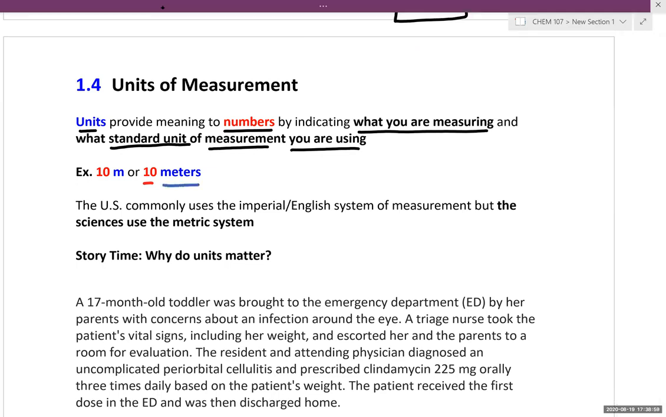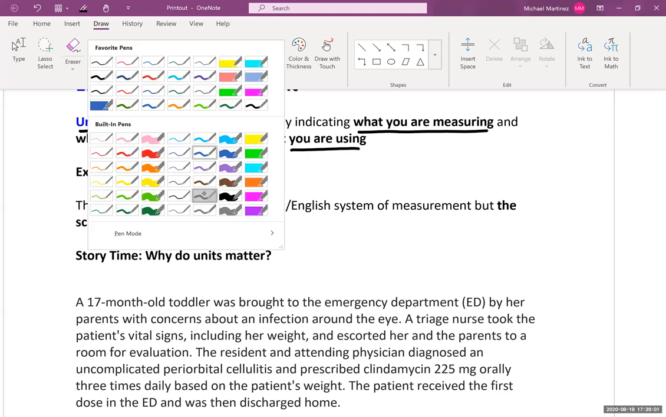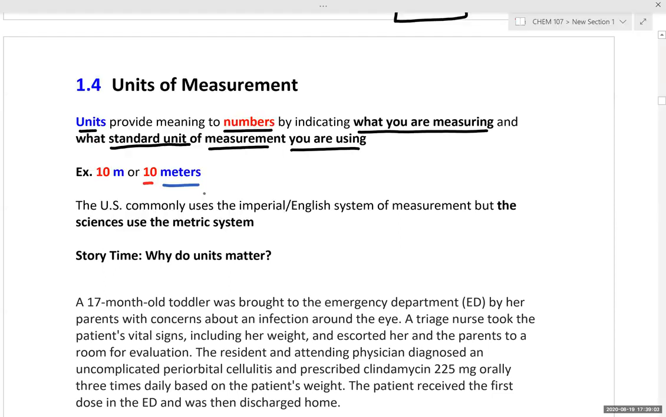Now, in the US, we happen to use the English system, but the majority of the world and in scientific discourse, we use the metric system.